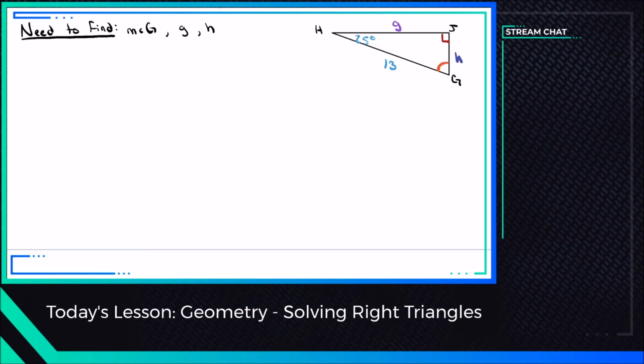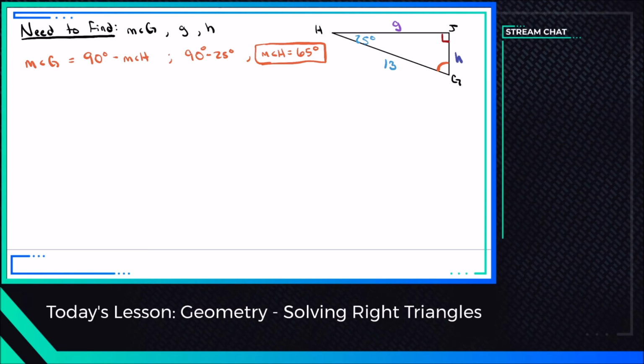Well, the measurement of angle G, that one's going to be really straightforward because we know that a triangle adds up to 180 degrees and we're given two of the angle measurements and we know that the two acute angles are complementary to one another. So the measurement of angle G is just going to be equal to 90 degrees minus the measurement of angle H. If you substitute that in, that's 90 degrees minus 25 degrees, or the measurement of angle G is equal to 65 degrees. So that one is pretty straightforward.